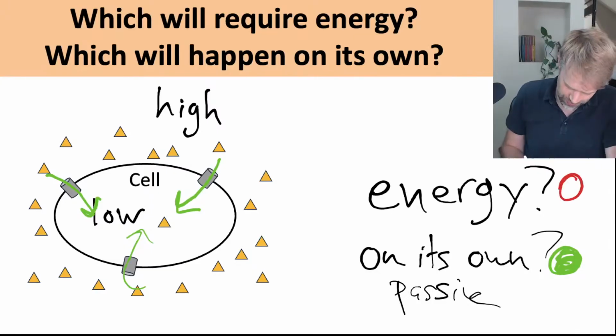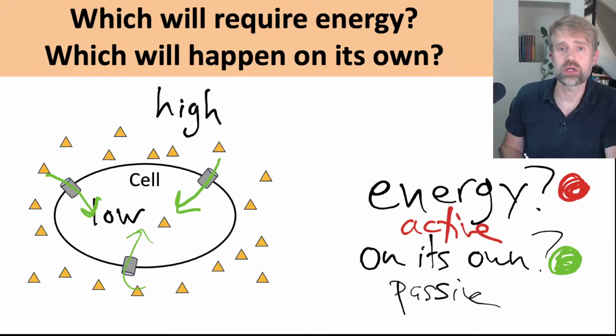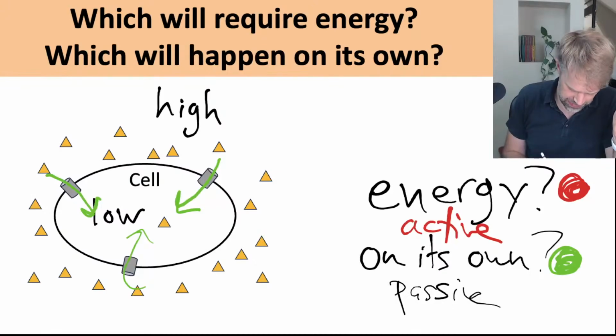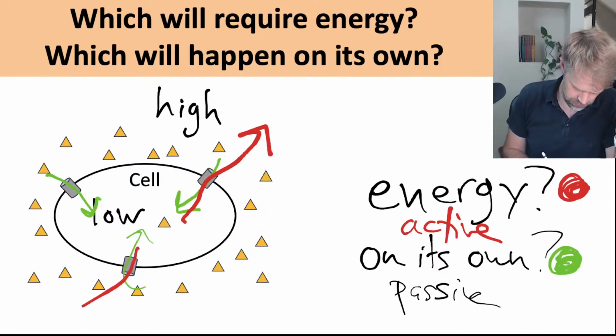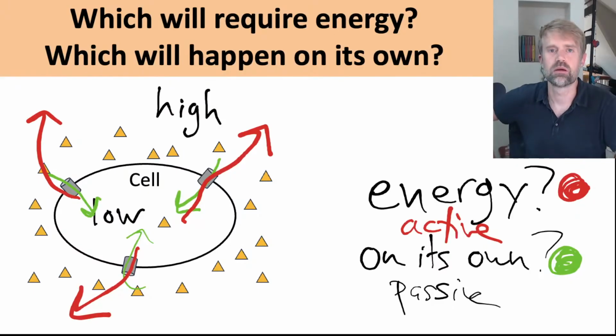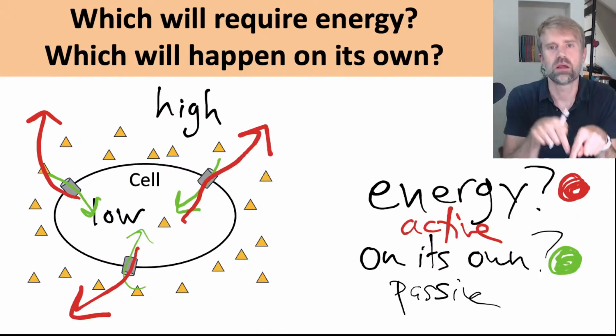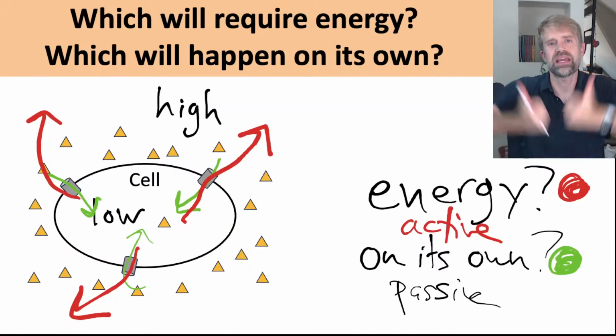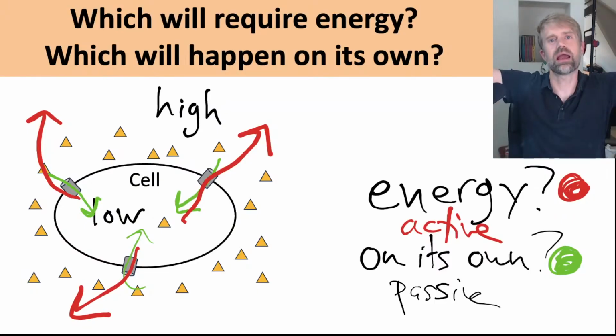What is going to require energy? Active transport. It's going to go in the opposite direction. And it's going to mean that we're taking this thing at a low concentration and we're pumping it out to go from low to high. So into the cell is going to happen on its own because it's going from high concentration to low concentration. Pumping it out, getting it out of the cell is going to require energy. That's going to be active transport because going from low to high.